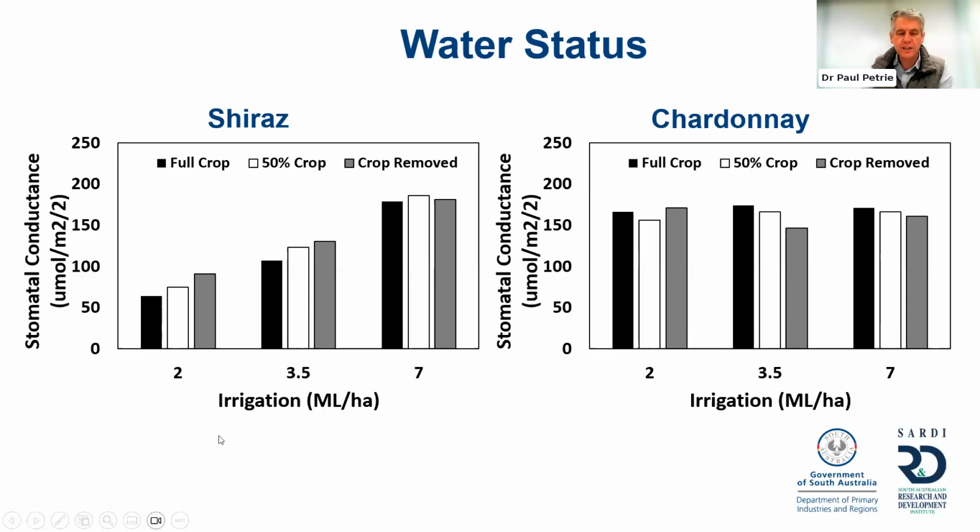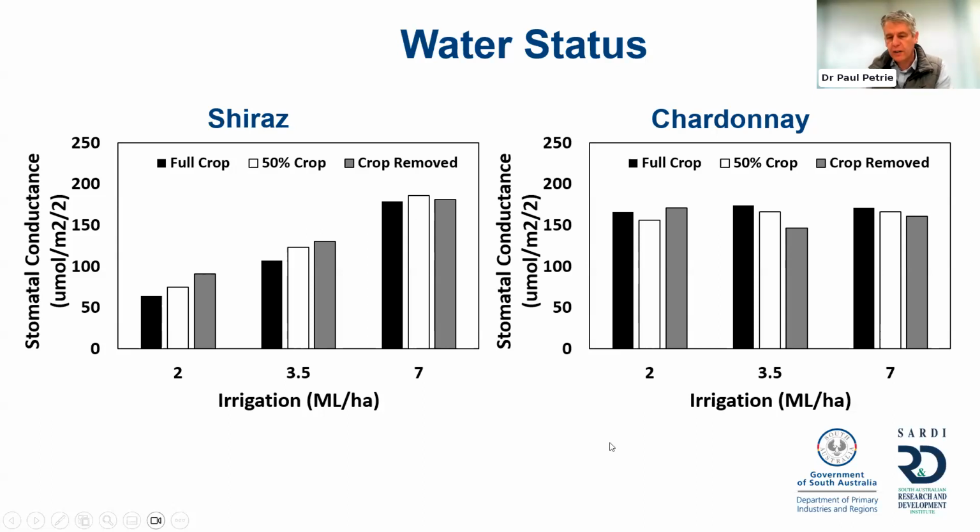Once again, there was a range, with more stomatal conductance where we applied more water, but there was a bit of an interaction. At the low irrigation rate, the full crop was most stressed and the crop removal was less stressed. Same or similar pattern at the 3.5 megalitres, but when we get to the full irrigation rate, there really wasn't a lot of difference between them.